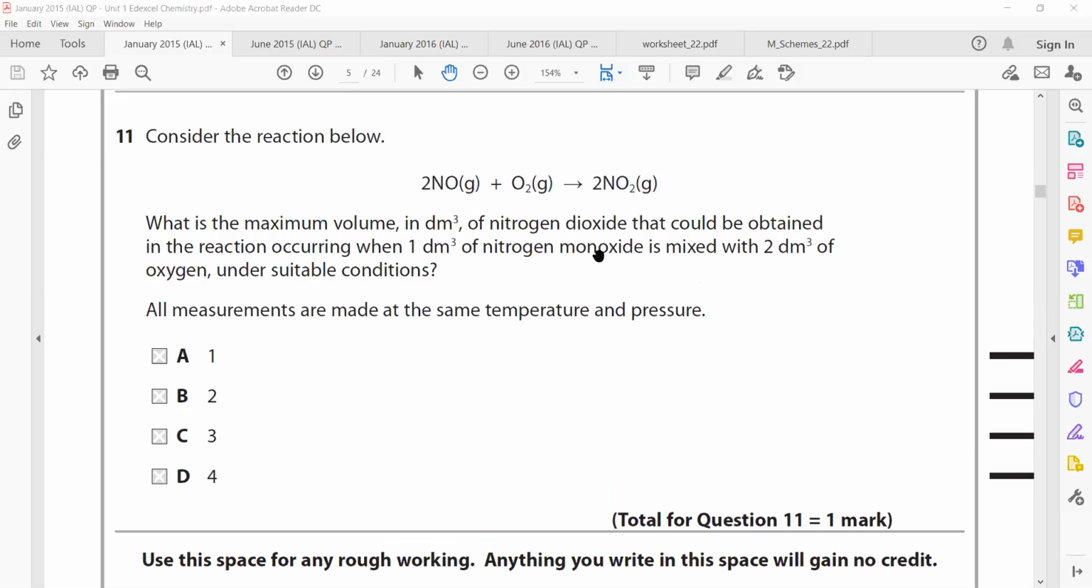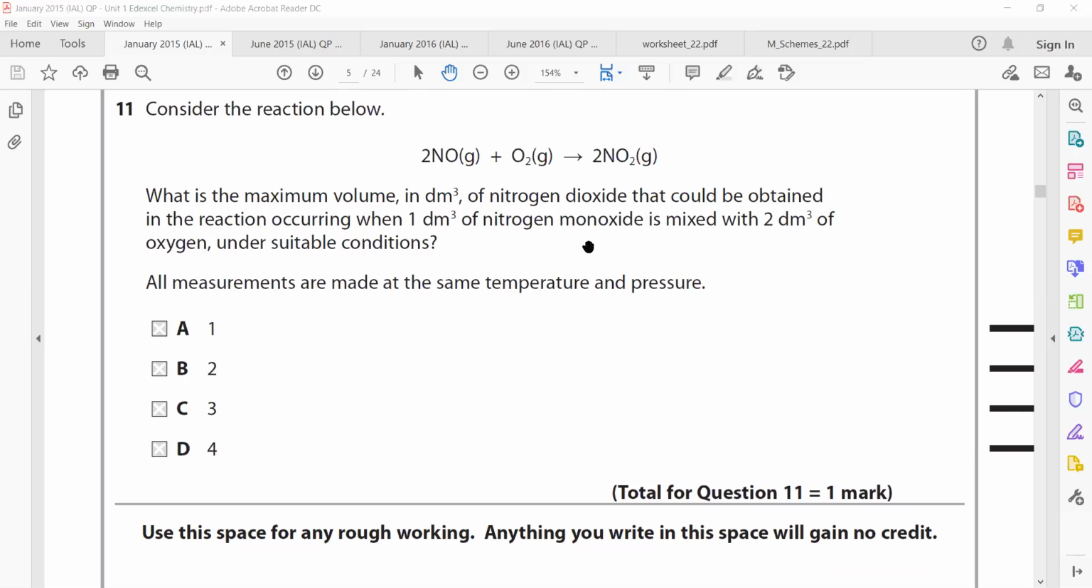Then consider this reaction. What is the maximum volume in dm cube of nitrogen dioxide that could be obtained in a reaction when 1 dm cube of nitrogen monoxide is mixed with 2 dm cube of oxygen? First thing for this type of question, when both reactants are given, always find the limiting reagent. So 2:1 is the ratio. If 1 dm cube of nitrogen monoxide, x dm cube of oxygen is needed, when you work out this x, it means 0.5 dm cube of oxygen.